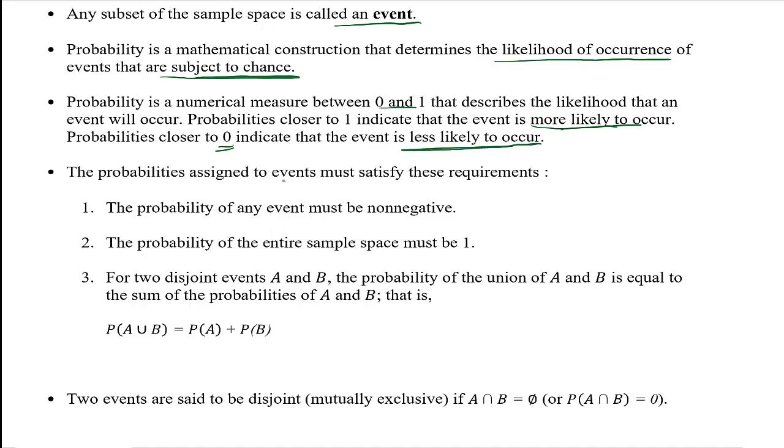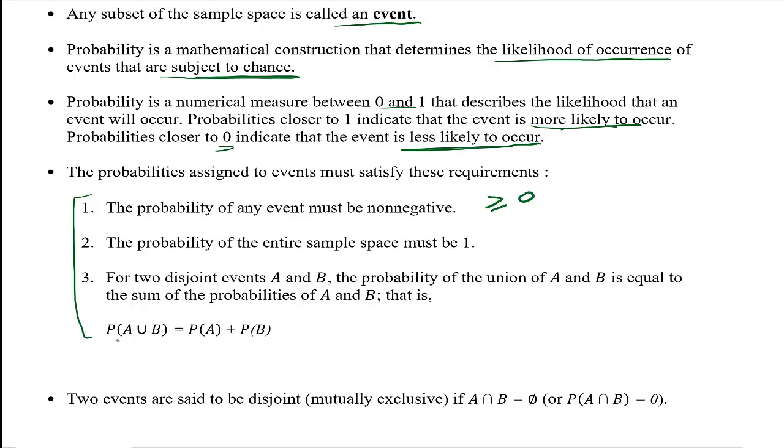The probabilities assigned to events must satisfy these requirements. We have three, let's say, axioms of probability. The first axiom is that the probability of any event must be non-negative, that is greater than or equal to zero. The probability of the entire sample space must be 1. The probability of having all the outcomes of the sample space should be 1. For two disjoint events, let's say A and B, the probability of the union of A and B is equal to the sum of the probabilities of A and B.